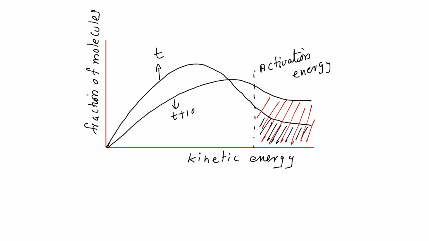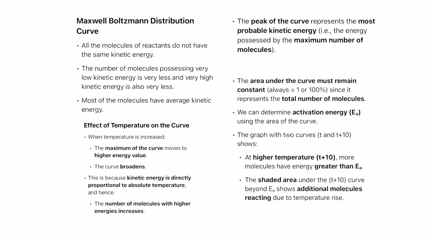When temperature increases by 10 degrees Celsius, the molecules under the curve almost double, which means the rate of reaction almost doubles when you increase the temperature by 10 degrees Celsius. That point you keep in mind. I explained the complete theory, but these are the notes. If you want the notes, you can check here, okay?